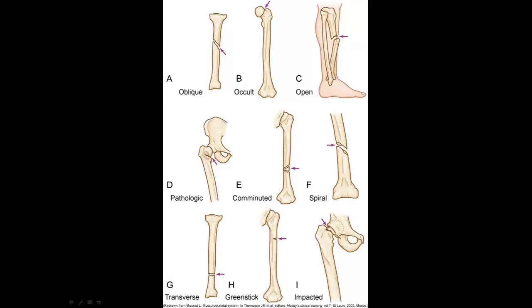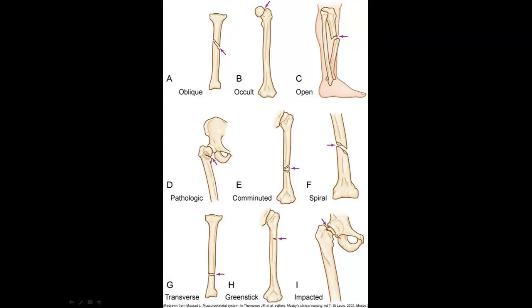Transverse fractures, letter G, that's just straight across the bone there. There's a green stick illustrated in letter H. You see it's just kind of an incomplete fracture of the bone. It's just kind of a little crack in the matrix of the bone. And oftentimes it may look more like we actually have a splintering of the outside of the bone rather than a crack, which is illustrated here.